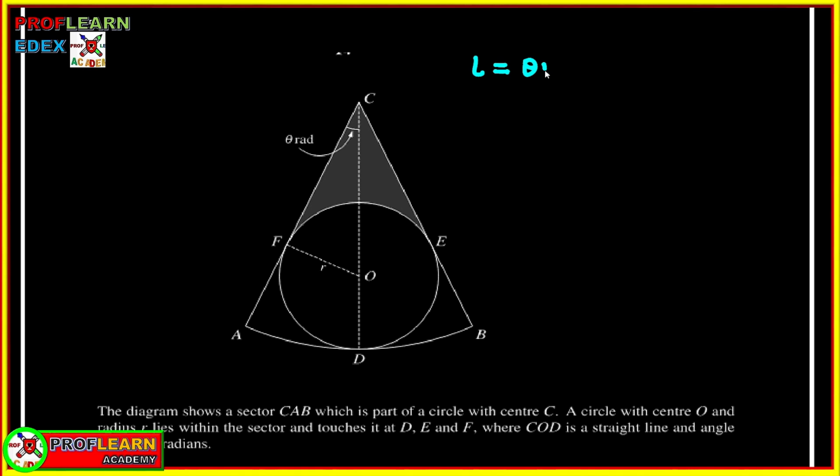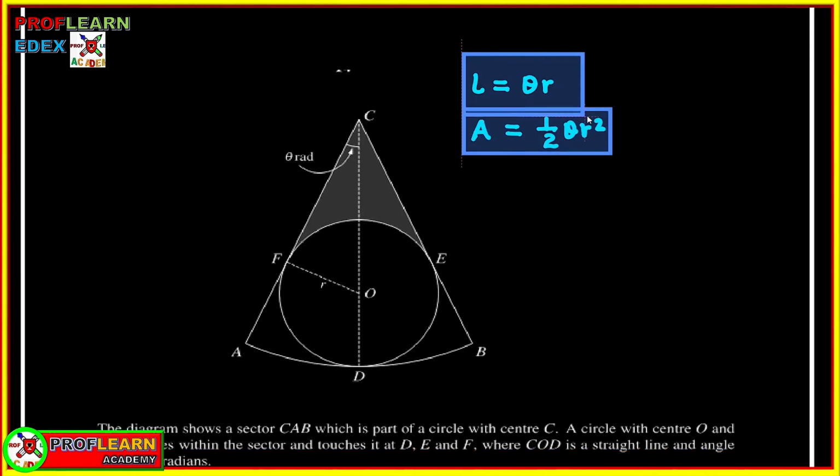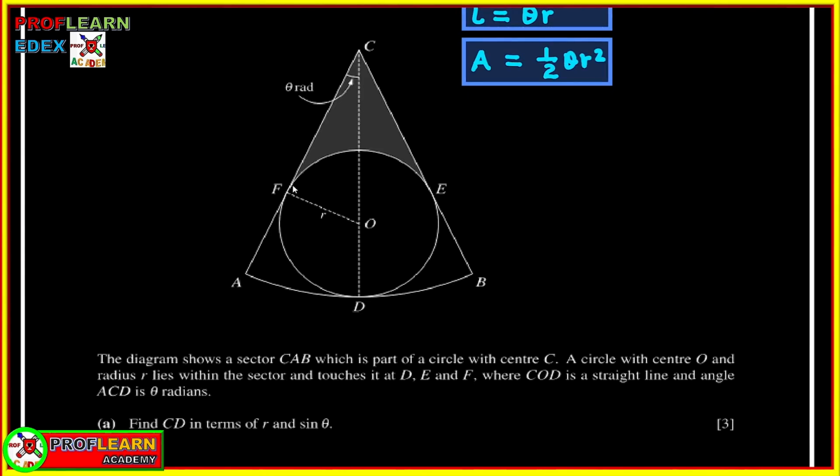All right, now moving to radian measure. One of the important formulas that you must know is the formula for finding arc length in terms of radians. This is going to be theta r. The area of a sector is going to be a half theta r squared. Once you know that, we can go straight into the question and see what we were expected to do.